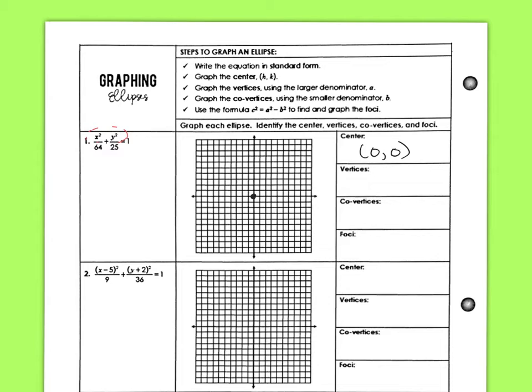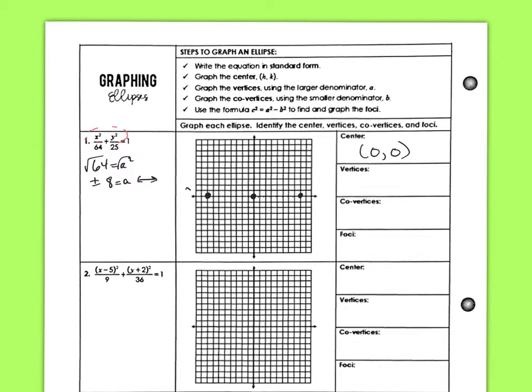Now, we know that the bigger one is a squared, so 64 is a squared. So what that means is that plus or minus 8 is a. Now, this is underneath the x, which goes this way. So from the center, you're going to count 8 left and right, because this is underneath the x.